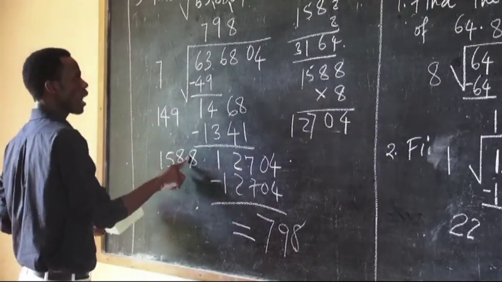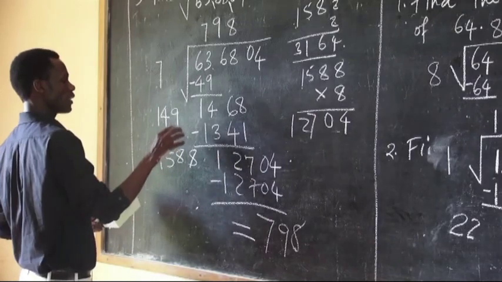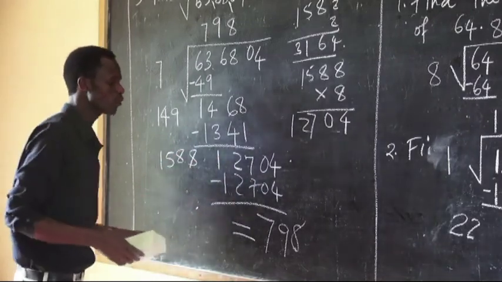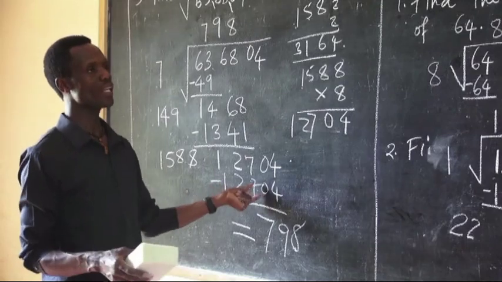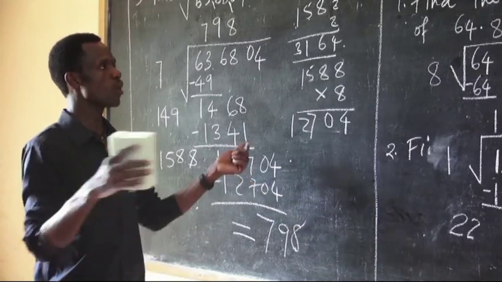If you have written 7 here, you multiply by 7. If you have written 8, you multiply by 8, until you get the exact number, or the nearest number to this one. So this is how we do it.